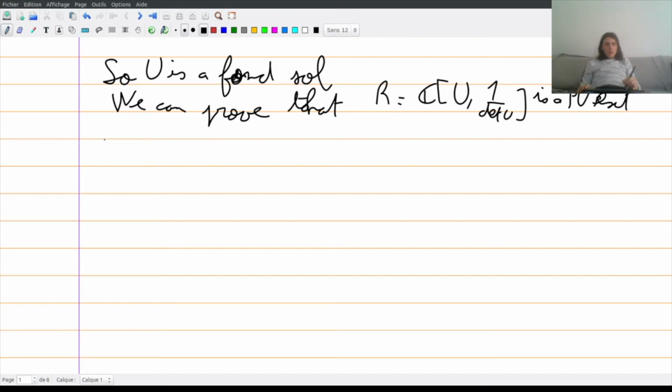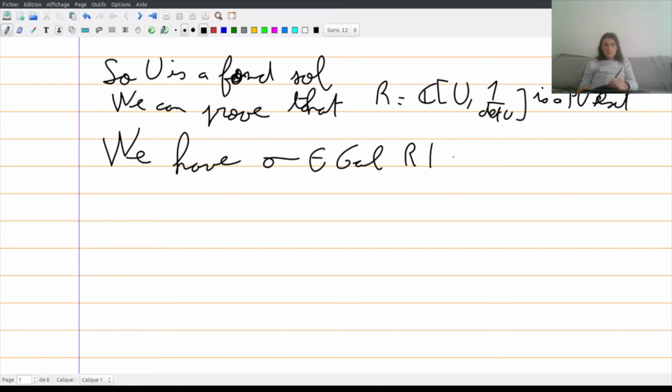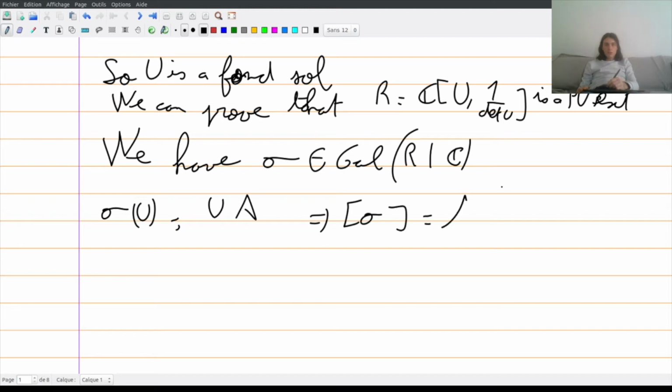So remark that sigma acts on the Galois group. So sigma obviously commutes with sigma. It's a ring automorphism of R, and it leaves the field of constants invariant. And since the field of coefficients is the field of constants, it belongs to the Galois group. And I told you that sigma of u equals u times I, so it means that the matrix associated to it is the matrix I.